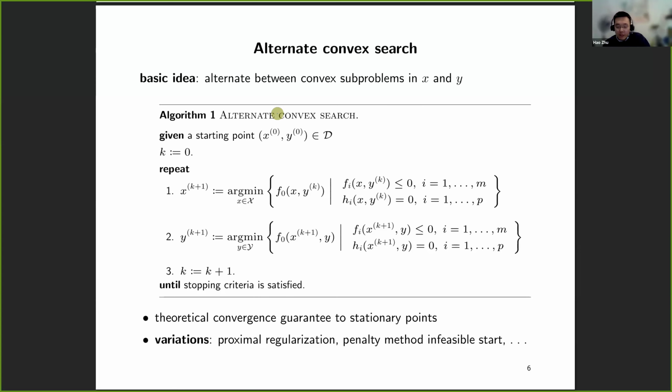And this is just a snippet of a minimum algorithm. There are some variations in practice. For example, you can add proximal regularizations in the objective so that each subproblem is strongly convex, which has better numerical properties. And you can have penalty methods for infeasible start. But I will not go into details; there are just some variations.